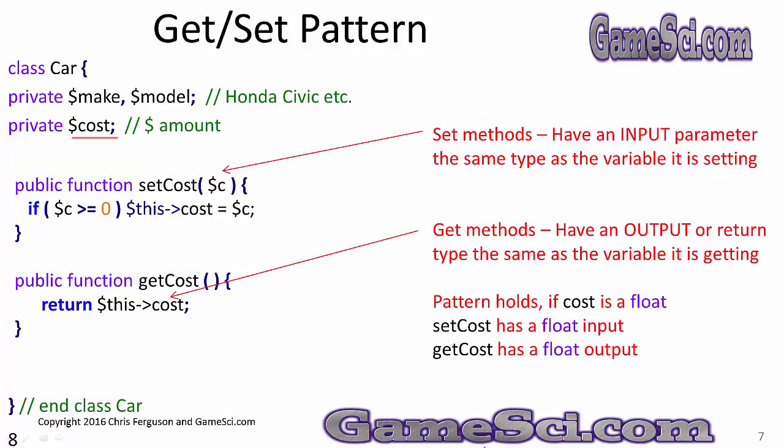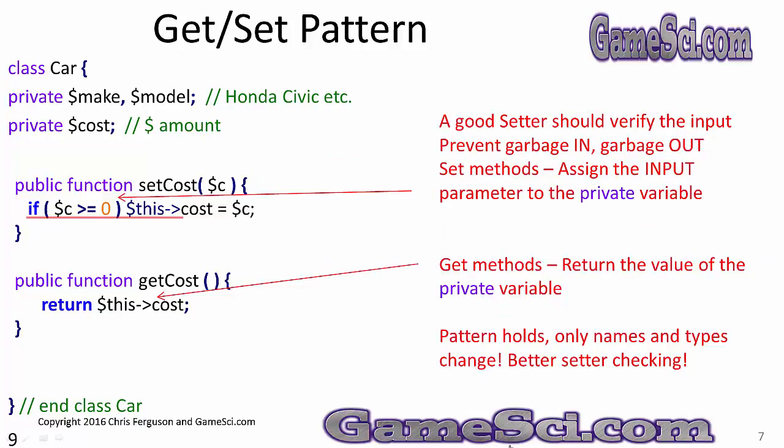Set methods have an input parameter, the same type as the variable it's setting. Get methods have an output or return type, the same as the variable it is getting. The pattern holds. If cost is a float, set cost has a float input, and get cost has a float output.